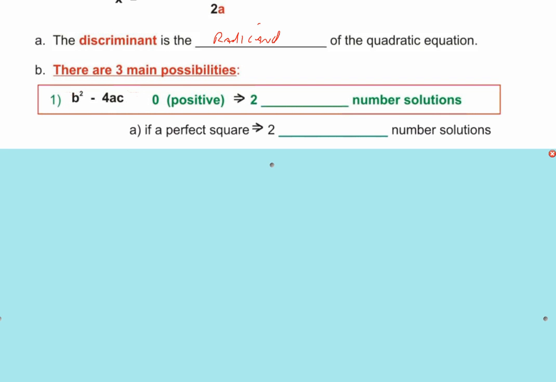Okay? You just figure out the value of b squared minus 4ac. And you've got a couple of possibilities. I'm going to use my green here. The first one is if the value is greater than 0. Interpretation: that means it's positive. Okay? Positive numbers are greater than 0. So you get a positive radicand. That means you have two real number solutions.